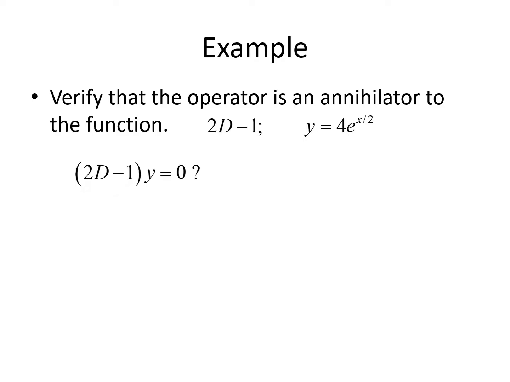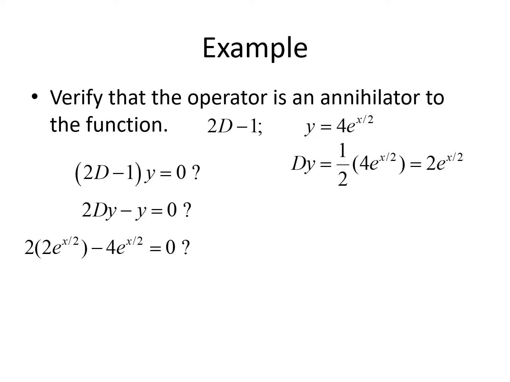Right? So if we distribute the y, we get 2Dy minus y equals 0. So we need to figure out what the derivative of this function is. So if y is 4 e to the x over 2, then Dy would be 1/2 times 4 e to the x over 2, which would be 2 e to the x over 2. So if we plug those in, we get 2 times 2e to the x over 2 minus 4e to the x over 2. So that's 4e to the x over 2 minus 4e to the x over 2. Clearly those will cancel out. We'll get 0. So this shows that 2D minus 1 is the annihilator for the function y equals 4e to the x over 2.